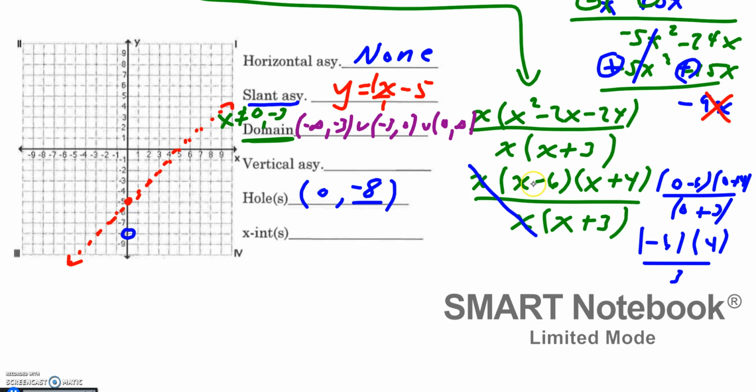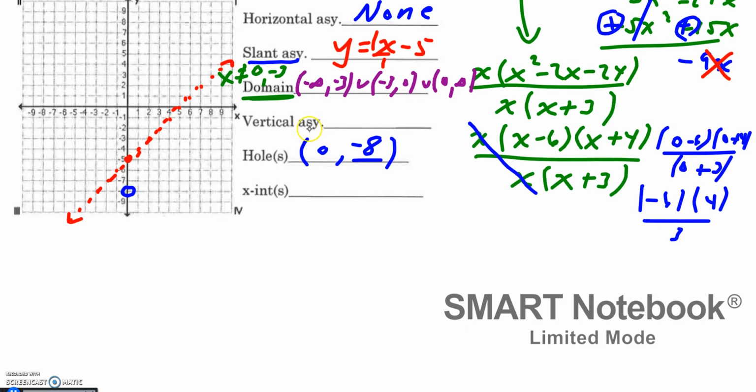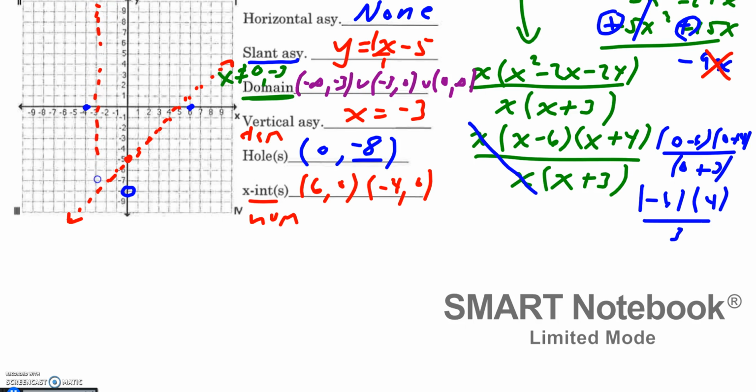If I look at my reduced version here, without the x's, my vertical asymptote is what's remaining in the denominator. So the line I can't cross would be x equals negative 3, and the x-intercepts is what is remaining in the numerator. So the two pieces that stay in the numerator are 6, 0, because you have x minus 6, and negative 4, 0, because of the x plus 4. So if I graph these pieces as well, 6, 0 is right here, negative 4, 0, and the vertical asymptote is at x equals negative 3, right here.